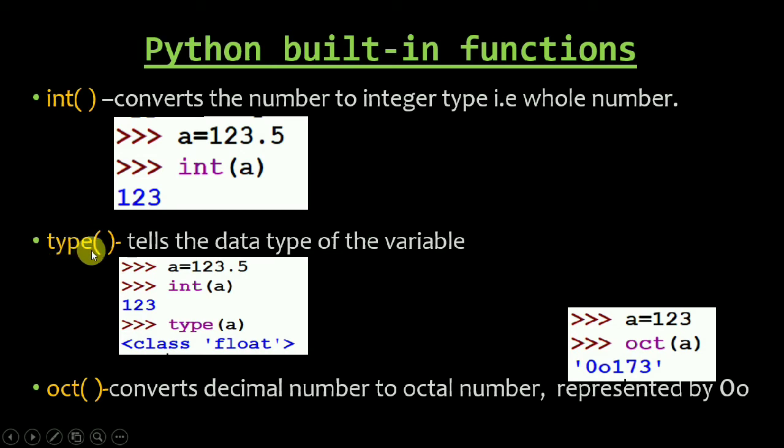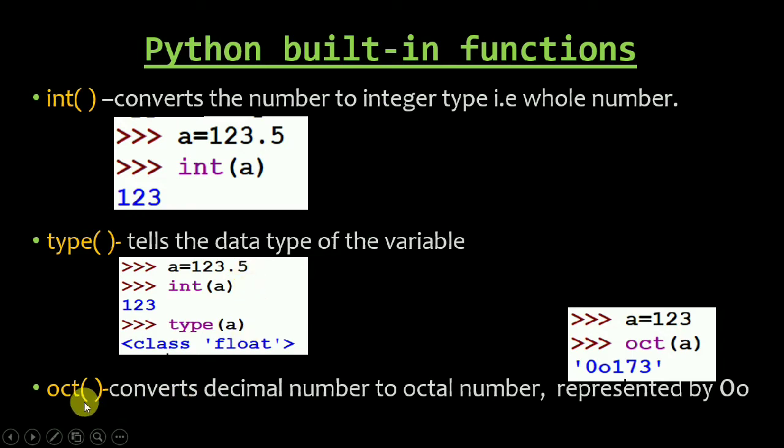Type function. It tells the data type of the variable. Again we consider the same example. After converting it into the integer type, we give type and in the parenthesis we type the name of the variable. The int function converts it into integer type, but when we use the type function, it will see the type from the original variable which was declared earlier. That is why it says class float. It means the variable a is of type float. It has a fractional part.